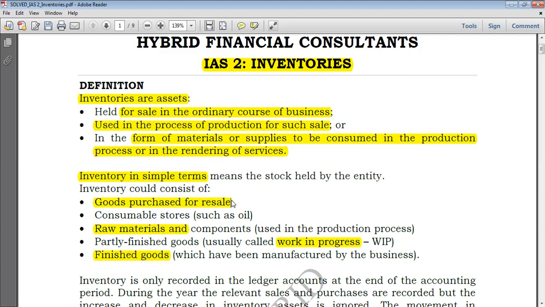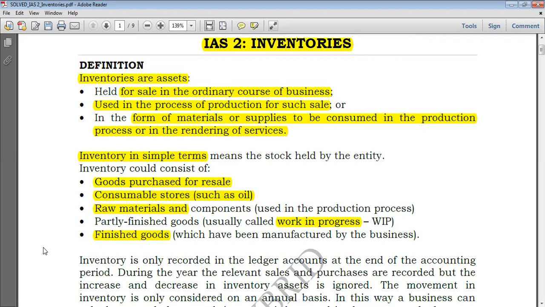But also, let's say you could have some consumable stores, just like oil. Let's say you have oil for operating your cars. That will also be known as inventories. So that's just an example.